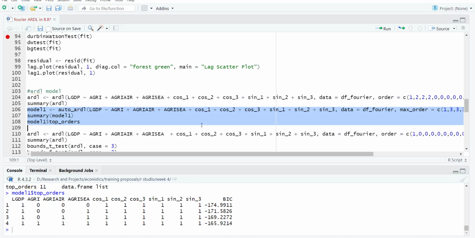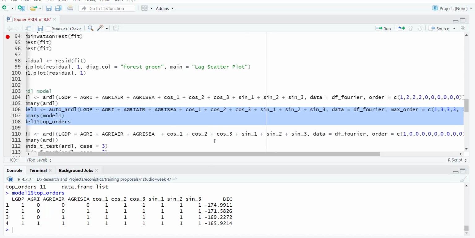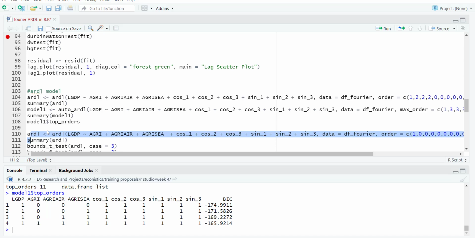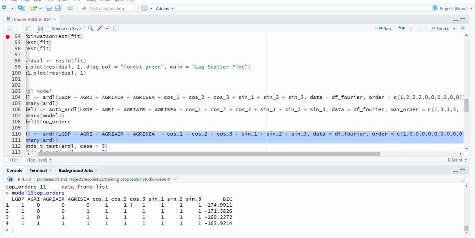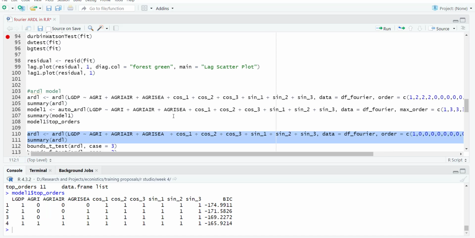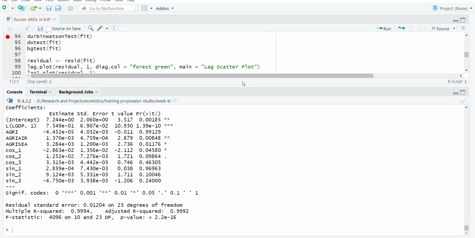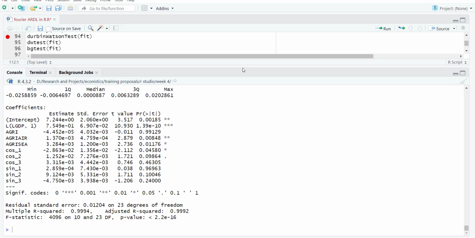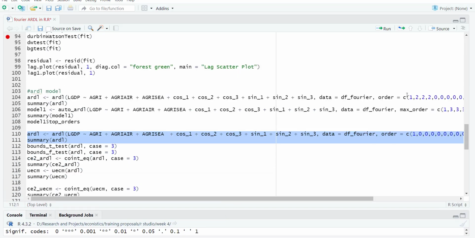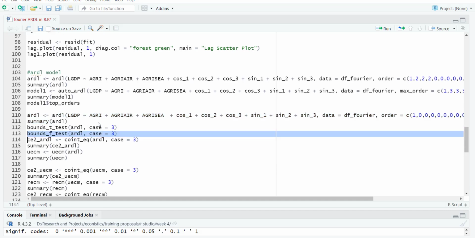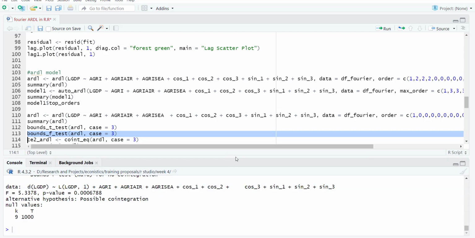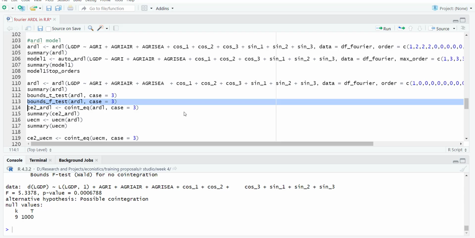But the problem is, if you add them, they will be dropped automatically because of collinearity. So I will run the ARDL model based on the lags that are proposed. I added zero lags for all of them because the Fourier series are assumed to be zero lag. When I run this model, it is similar to the above one, but here there is only one lag. In the above example, there were two lags for the independent variables. Now if I check the F-bound test, it is significant, meaning there is a long run relation.